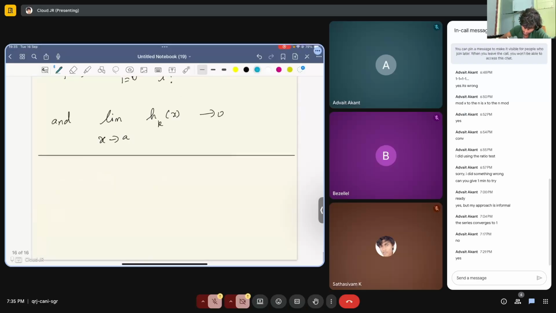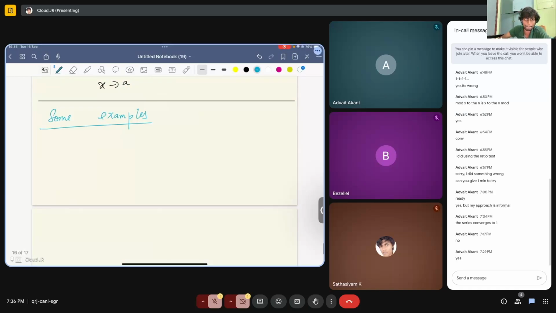So you have some examples here. If you want to look at sine x, this is nothing but x minus x cubed by 3 factorial plus x power 5 by 5 factorial plus etc. And if you want, you can give the general term. This is nothing but summation n equal to 0 to infinity, minus 1 power n by (2n plus 1) factorial, x power 2n plus 1.